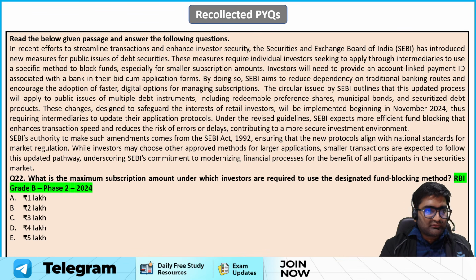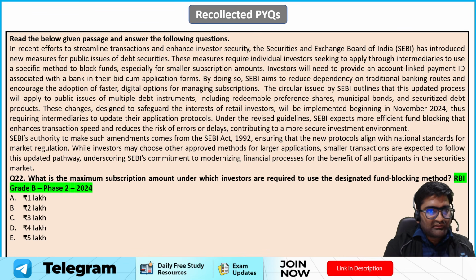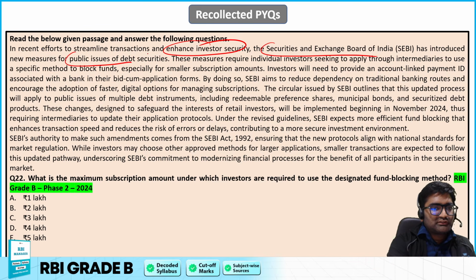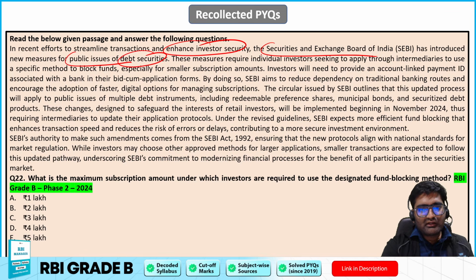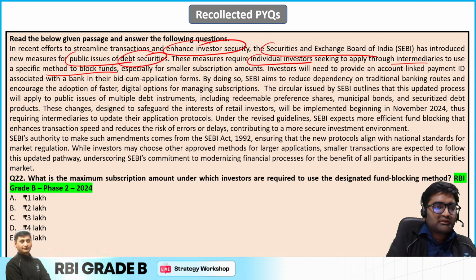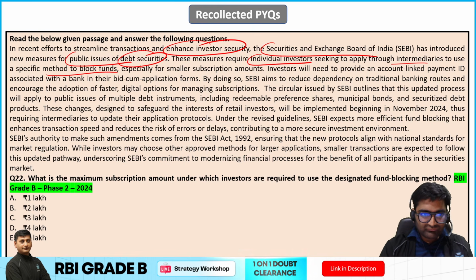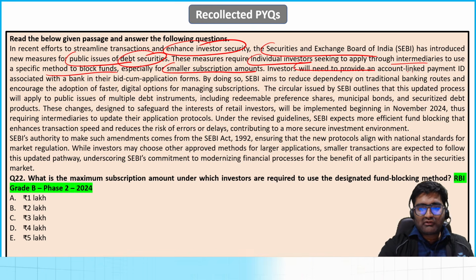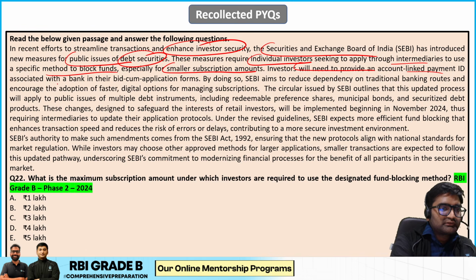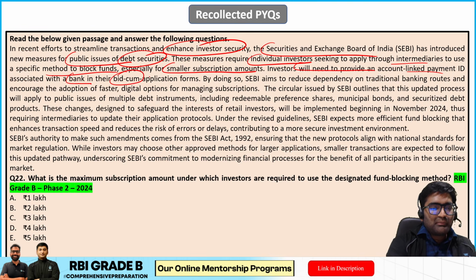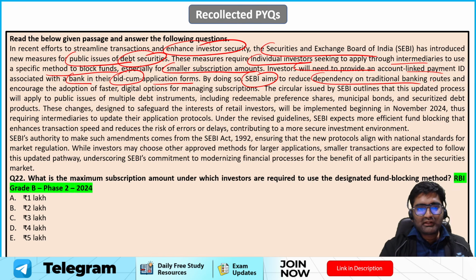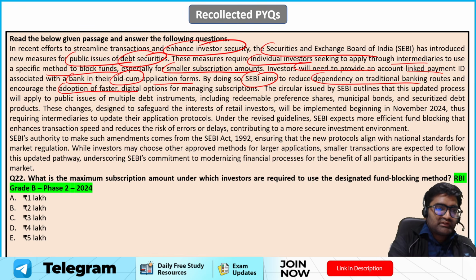Then talking about this, another question: in recent efforts to streamline transactions and enhance investor security, SEBI introduced new measures for public issues of debt securities. These measures require individual investors seeking to apply through intermediaries to use a specific method to block the funds. Okay, especially for smaller subscription amounts, investors will need to provide an account linked payment ID associated with a bank in their bid cum application forms. By doing so, SEBI aims to reduce dependency on traditional banking routes and encourage the adoption of faster digital options.